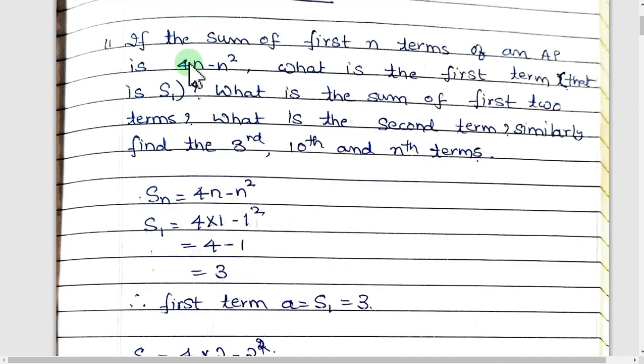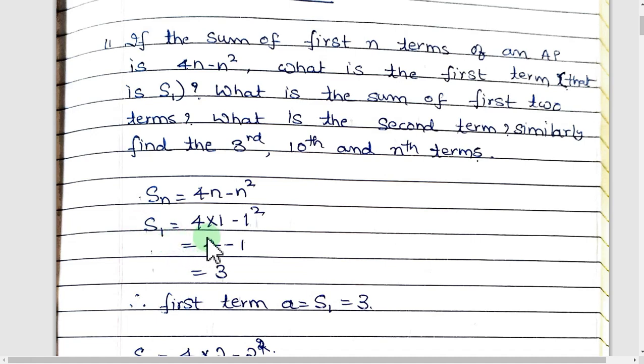So in this equation, Sn, the sum of first n terms, is equal to 4n minus n square. What is the first term? First term itself is S1. S1 means you are adding terms up to the first term. Terms up to the first term means only the first term will come. So S1 itself is the first term.